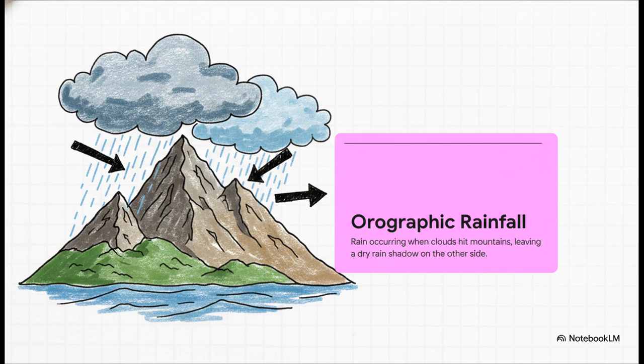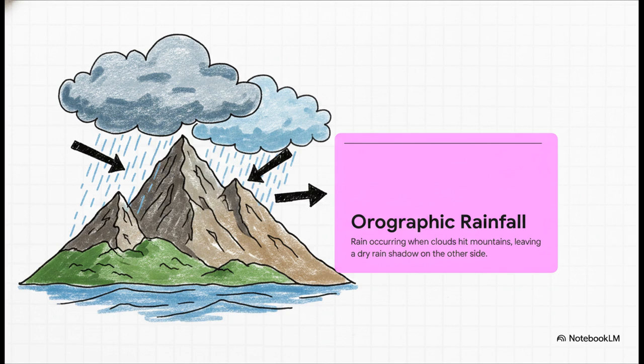As the winds force those clouds up the side of the mountain, the air cools down. And since cold air can't hold as much moisture, it just dumps all that water as heavy rain on the windward side of the mountain. But by the time those clouds cross over the peak and head down the other side, they're practically empty. This creates what we call a rain shadow, a super dry area right behind a mountain range.